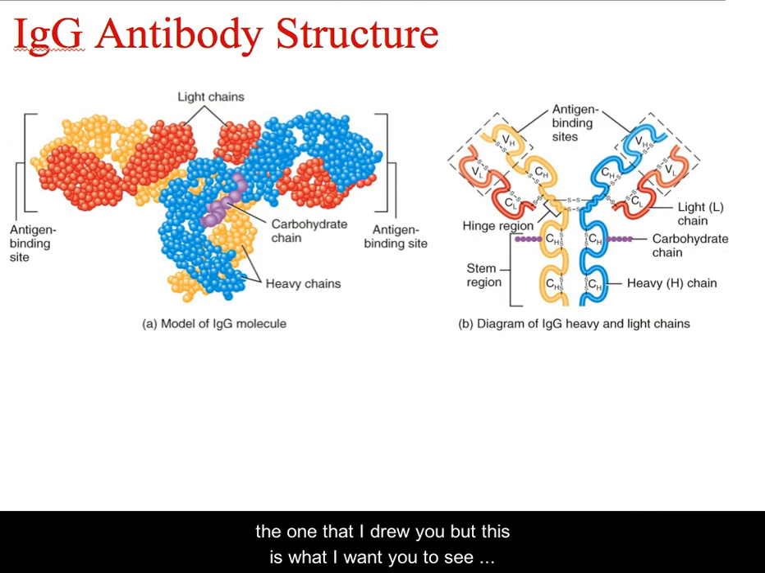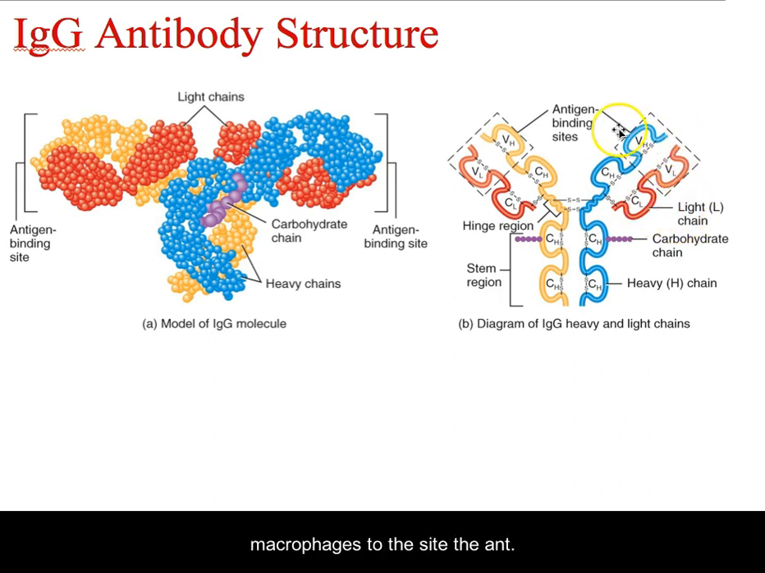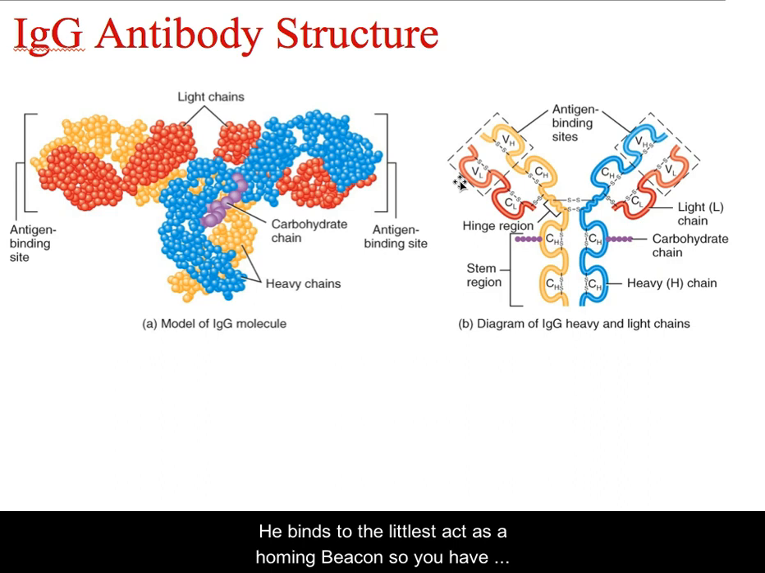So what is that antibody? This is an IgG molecule. This is a three-dimensional, space-filling model. And you can see the antigen binding sites are over here. Notice this cartoon is much prettier than the one that I drew you. But this is what I want you to see. You have 2 heavy chains. You have 2 light chains. You have variable regions, which will change what antigen will be bound to. You have constant regions that are actually used down here. The stem region down here, this actually draws macrophages to the site that the antibody binds to. So literally this acts as a homing beacon.